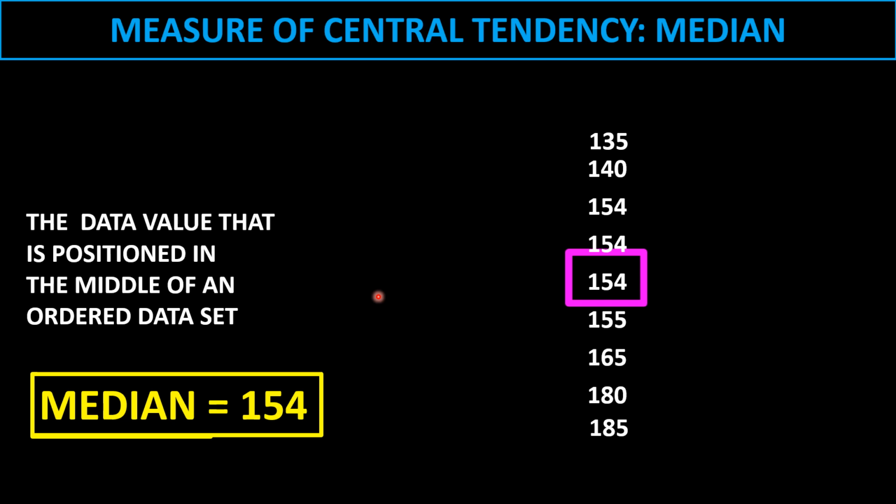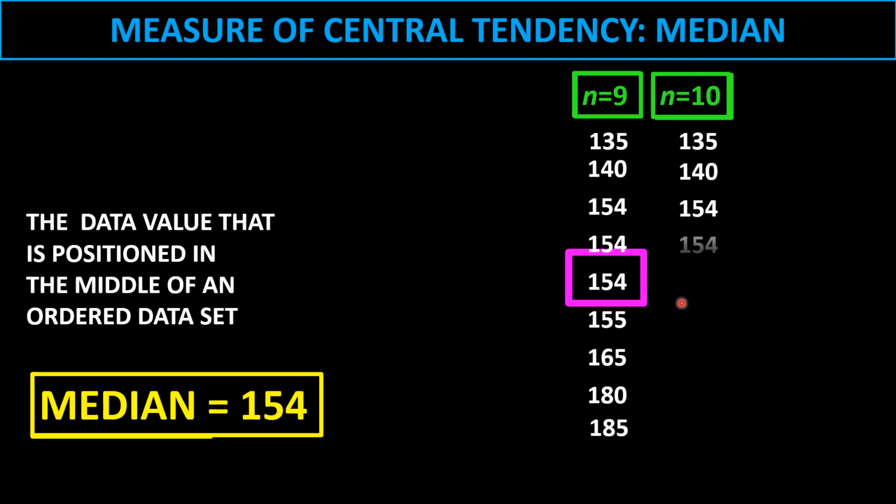Now, if we count the number of data points here, we have an odd number. In other words, we have n equal to 9. So if we have an odd number, you'll find that the median is right in the middle. It's one of the data points. But if it's an even number, for example, let's just add an additional 1 to the 9.